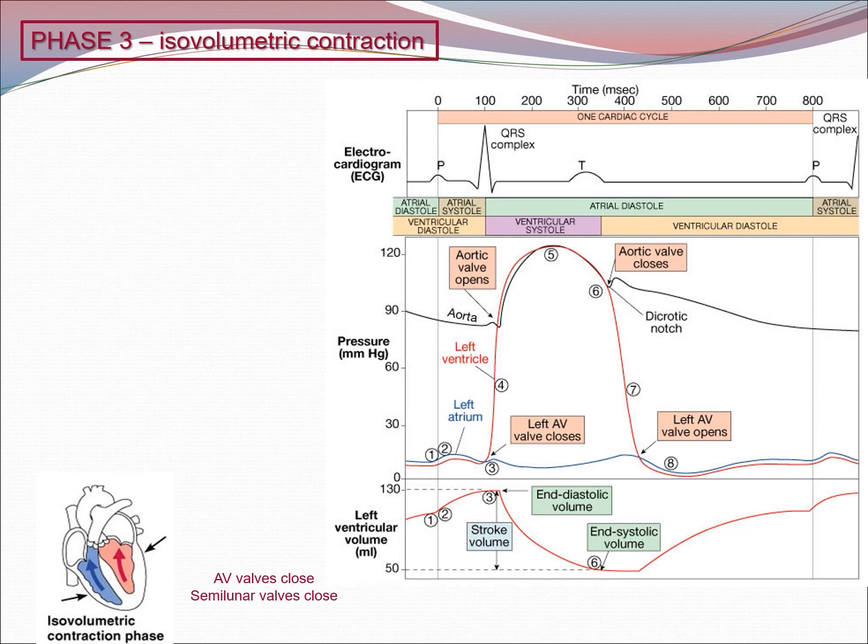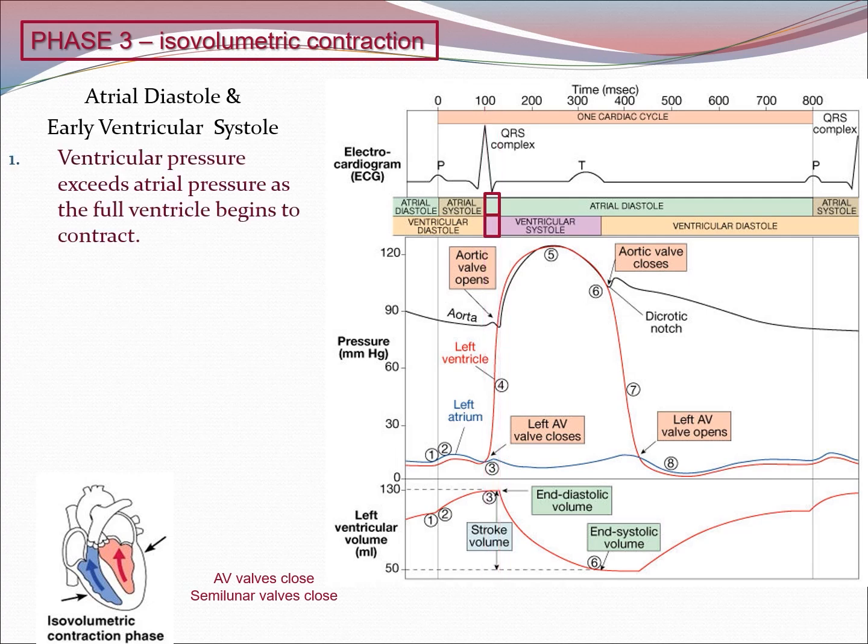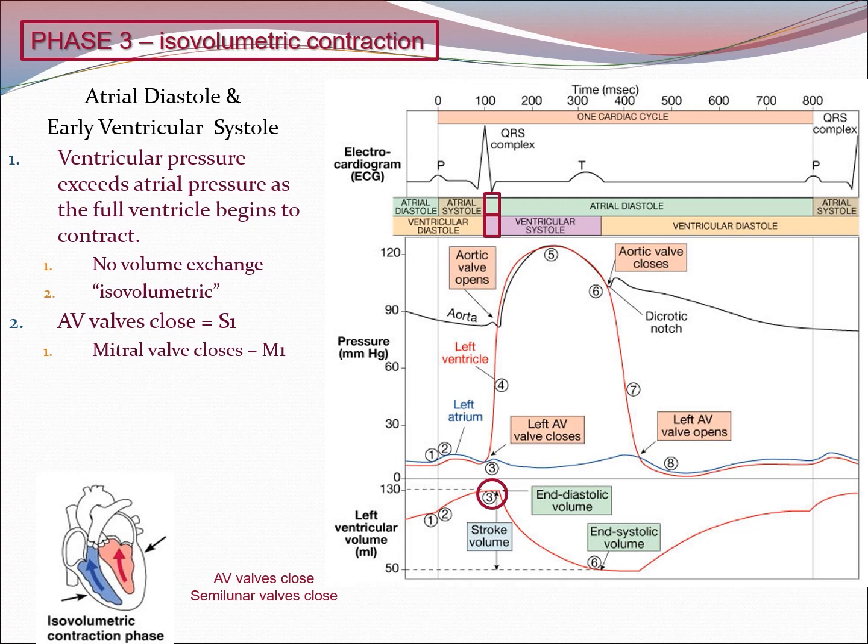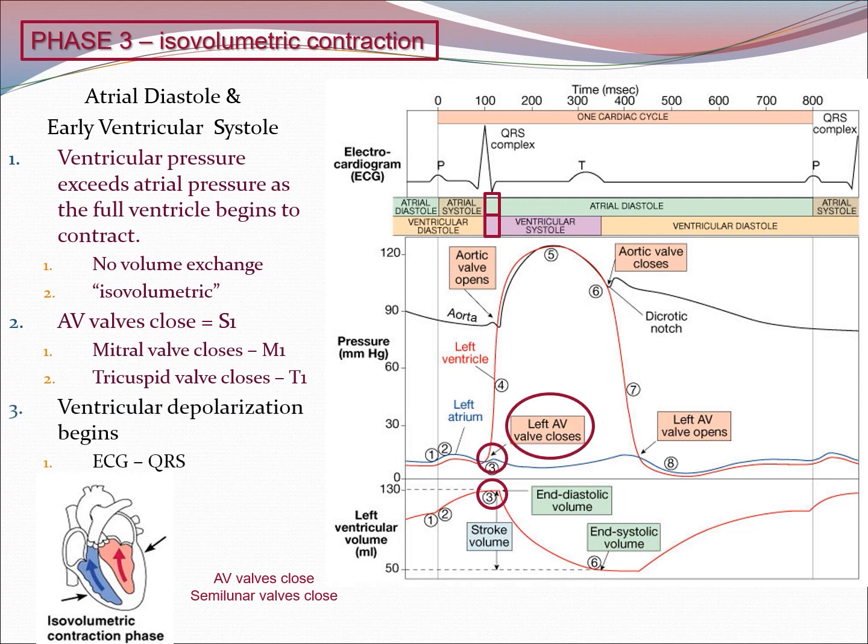Phase 3 is the isovolumetric contraction. This is when the atria are in diastole and the ventricles are in early ventricular systole. Ventricular pressure exceeds atrial pressure as the full ventricle begins to contract. There is no volume exchange and it is considered isovolumetric. The AV valves close. This is where we will hear S1, and the mitral valve will close prior to the tricuspid valve. We call it M1T1. The ventricular depolarization begins. The QRS is noted on the EKG.